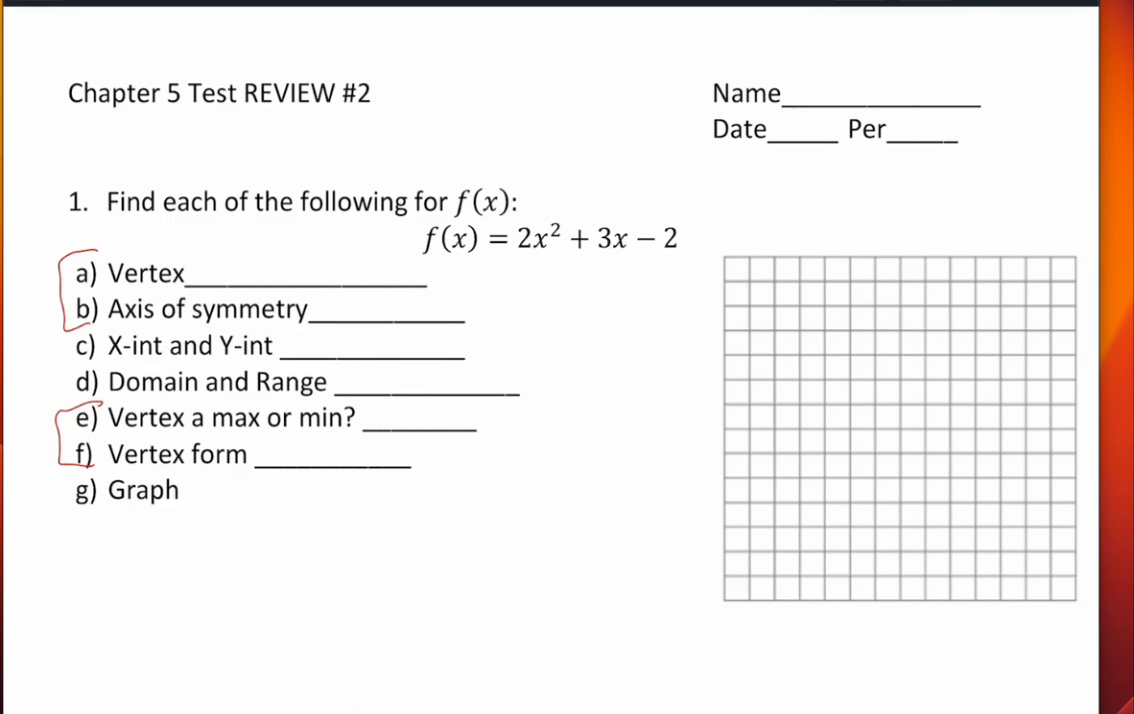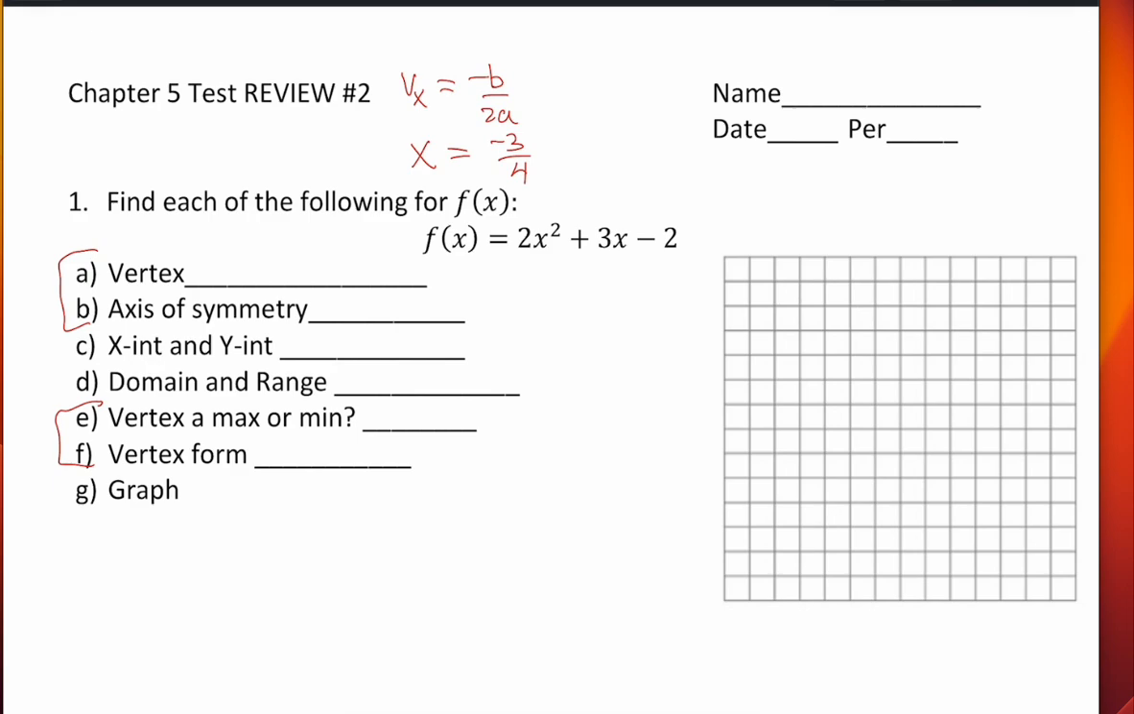So you want to remember that the vertex x is found by using negative b over 2a. That's the quickest way to find that vertex x. That's also going to give us the axis of symmetry. Remember our a value is on our x squared, so our a is 2, our b is 3, and our c is negative 2. So if we do negative b over 2a, we get that our vertex x is at negative 3/4.